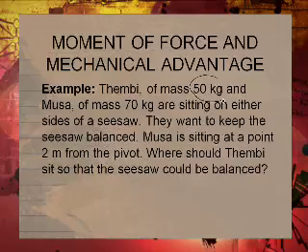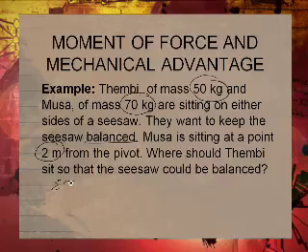Tembi of mass 50 kilograms and Musa of mass 70 kilograms are sitting on either side of a seesaw. They want to keep the seesaw balanced. Musa is sitting at a point 2 meters from the pivot. Where should Tembi sit so that the seesaw could be balanced? Now, the sum of all the moments of force here should give us 0 to be able to have a balanced seesaw.